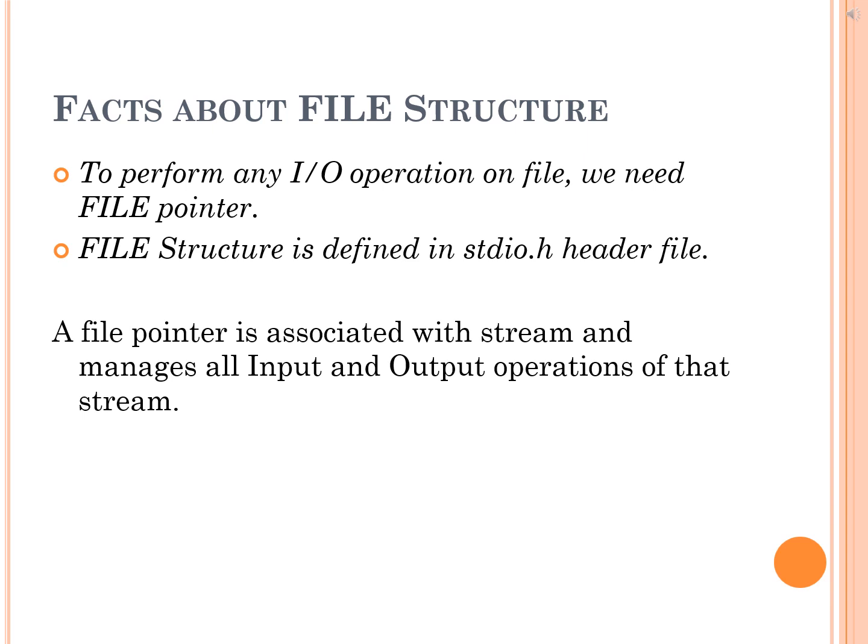To perform any IO operations, input or output operations, on a file, we require a file pointer. And this FILE structure is defined in the header file stdio.h, which stands for standard input output header file. Now when you're writing or reading any data, it is not taken directly into the memory. It is written in a particular stream, or you can say a buffer. And this stream or buffer manages all the input output operations that we are performing, and it is written or read from the file with the help of a file pointer.